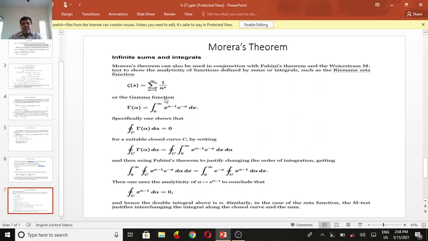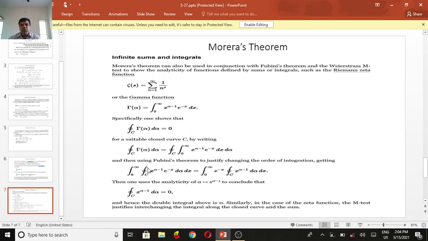Or the gamma function. Gamma of alpha is equal to the integral from 0 to infinity of x to the power of alpha minus 1 times e to the power of minus x dx. Specifically, one shows that the closed path integral over c of gamma of alpha d alpha equals 0 for a suitable closed curve c, by writing it as a double integral. One integral runs from 0 to infinity of x to the power of alpha minus 1 e to the power of minus x dx, the other over the closed path c d alpha.